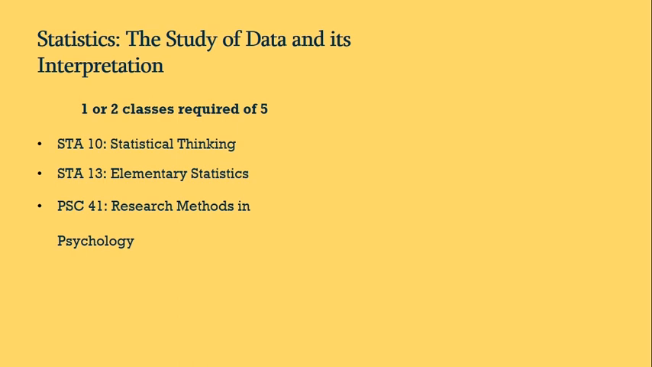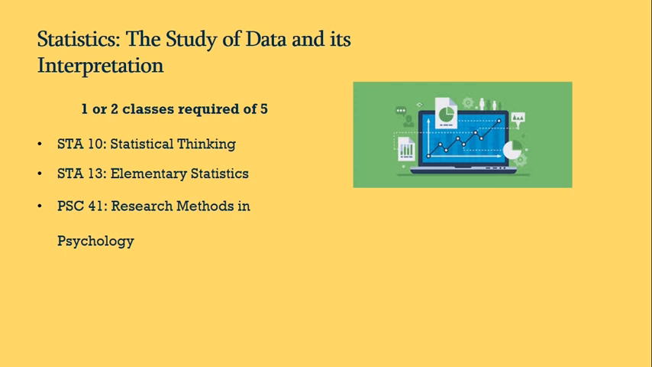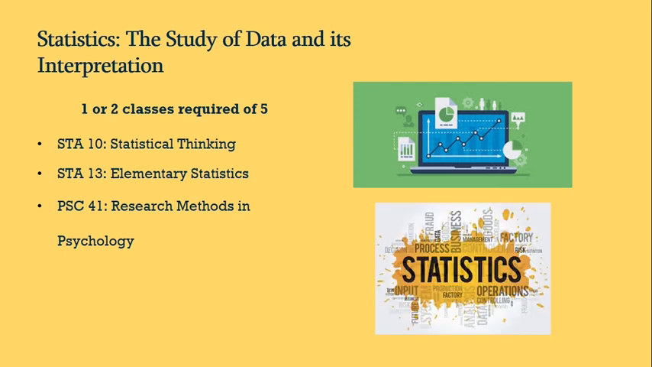The next option is Psych 41, Research Methods in Psychology. If you are interested in upper division psychology courses, this class is a prerequisite for most of those classes. The last option for stats is Soc 46A and 46B, which are titled Introduction to Social Research. You must take both of these classes to fulfill the statistics requirement if you choose to do so.